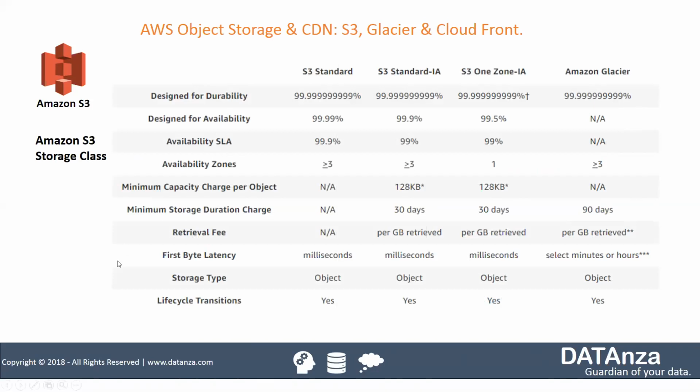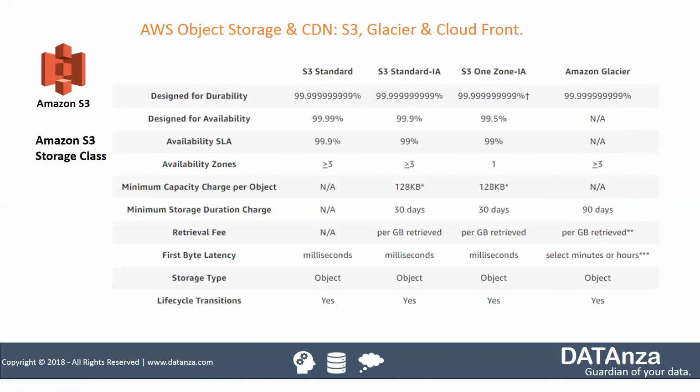Look at the availability zones. In S3 Standard, it is greater than or equal to 3. S3 Standard IA, greater than or equal to 3. One Zone is only 1, you can see. But Glacier is again distributed across multiple availability zones.